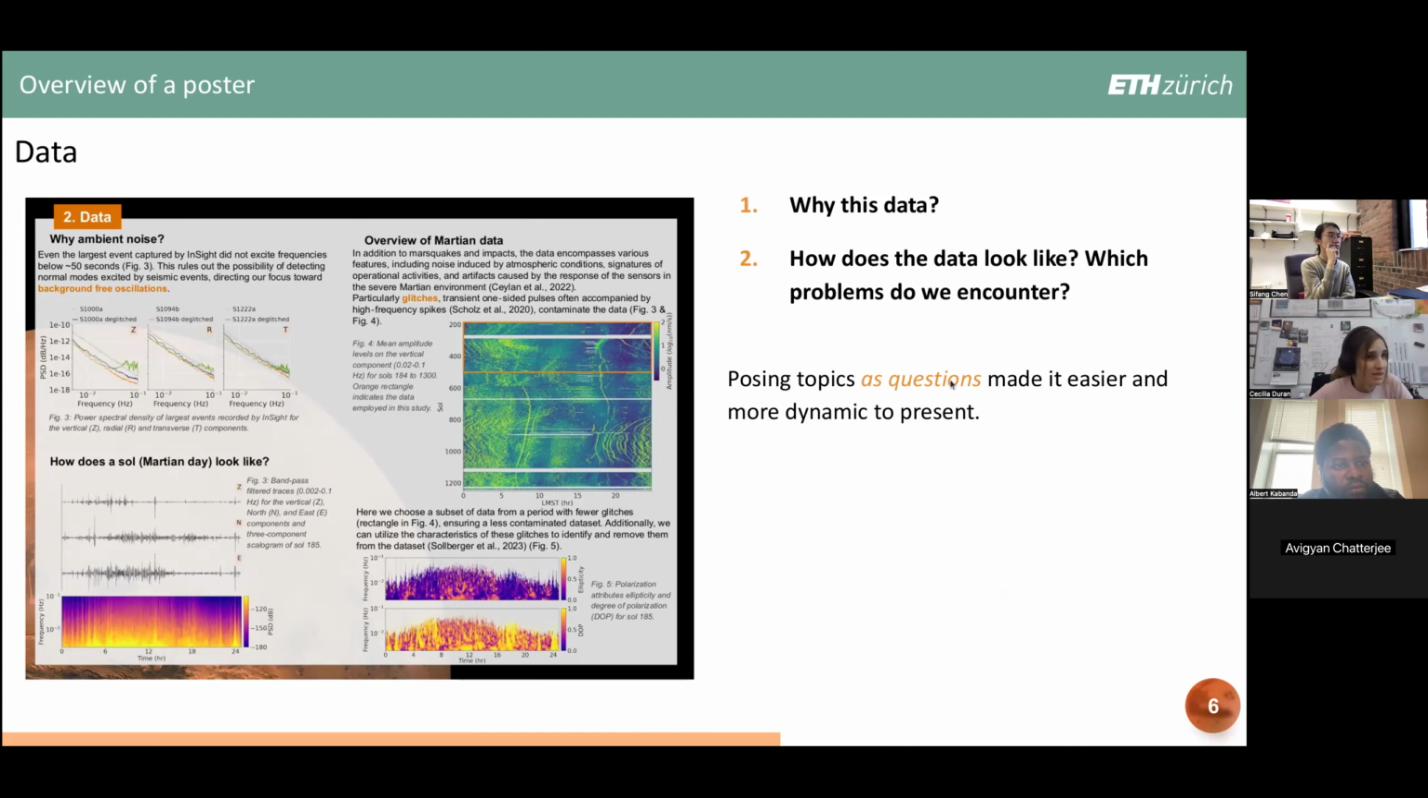And another thing that I found pretty useful, at least for me, and obviously this may not apply for everyone, is to try to pose things as questions. For example, here, how does a Martian day look like? This is because when someone comes and I explain, I give an introduction, okay, we do this and this and this, but why do we apply this? I found it easier to follow a logical sequence, or make it more natural, if I could state some questions.